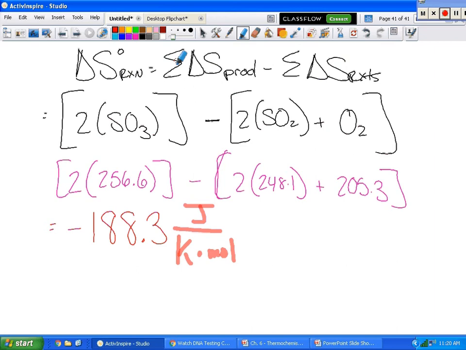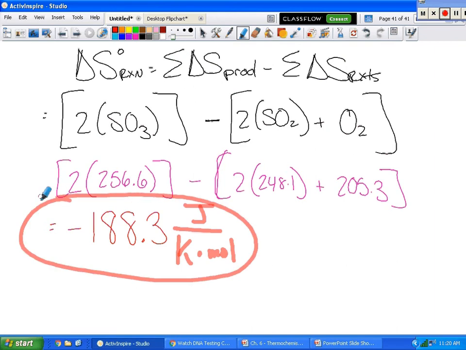Now, the first thing I asked you in the question was to predict the sign of delta S, and you predicted negative. Did it turn out negative? Yes. Okay. So is nature excited about this? No, it does not like this at all. Don't feel bad. I do too. Everybody got this?